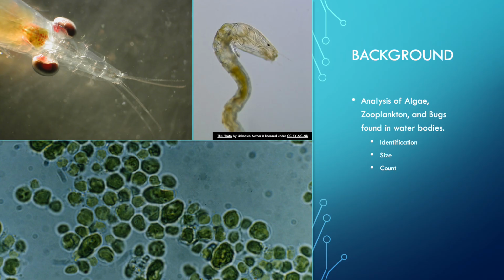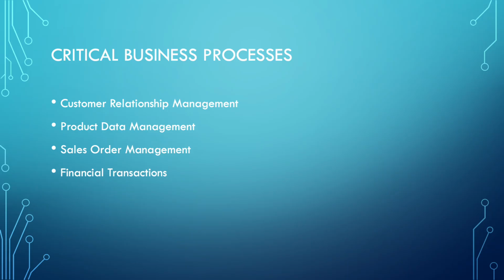So, the background for BSA as a company is that we analyze zooplankton, algae, and bugs, with the pictures right there. We identify them according to their genus and species. We measure them and we count how many there are in a certain volume, and we use that to find a larger biomass data for our clients.